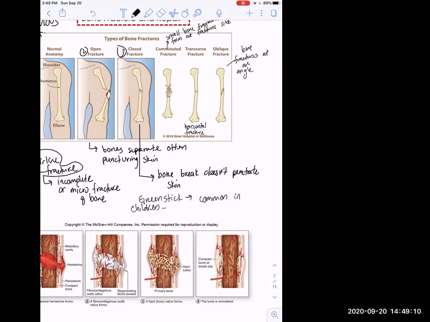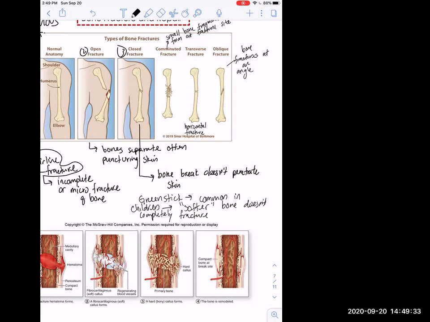And in a green stick fracture, because their bones are a little softer, for lack of a better term, I'm going to put that word in parentheses here, the softer bone doesn't completely fracture. Now, you can have complete fractures in children, but this is more common. And it's the reason why they use the word green stick.